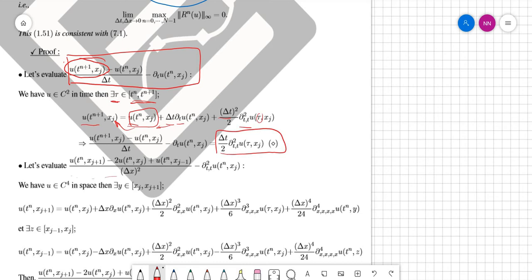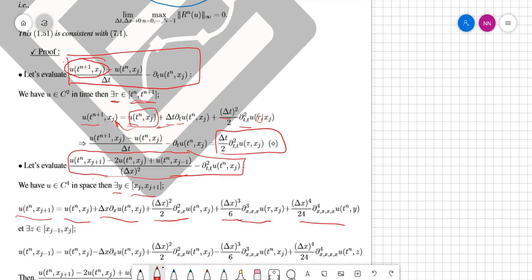Again, let's evaluate the whole part, which is the space approximation. There exists y that belongs to the interval between x_j and x_{j+1}, so we are writing the Taylor expansion between x_j and x_{j+1}. So we have u(t_n, x_{j+1}) is u(t_n, x_j) plus delta x times the derivative, plus delta x squared over 2 times the second derivative, plus delta x cubed over 6 (3 factorial) times the third derivative, plus the fourth derivative. You might ask me, why are we going in time to the second order and in space to the fourth order? We will see a bit later.